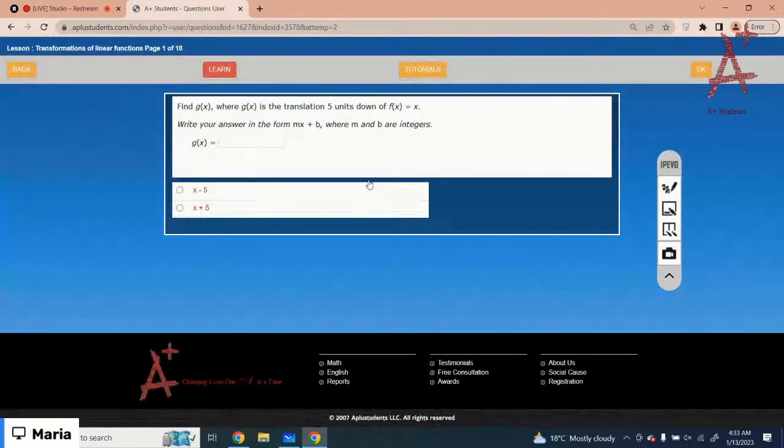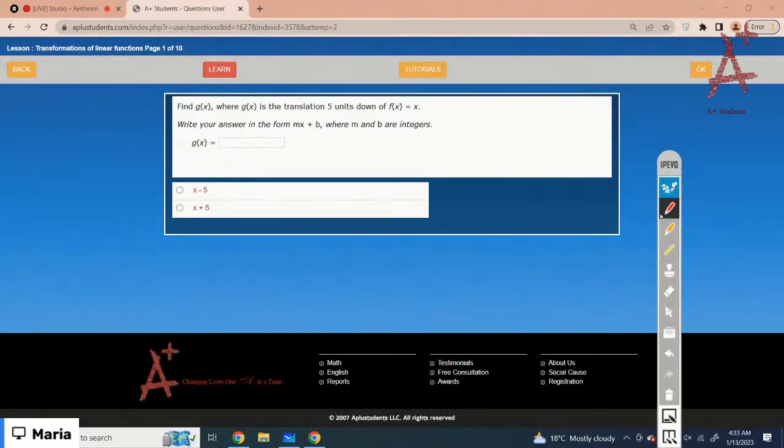Okay, find g of x where g of x is the translation 5 units down. So you have to translate the function 5 units down. Got it? So for 5 units down, you have to do f of x minus k, from the table we just did. f of x is x and k is 5, so it would be x minus 5. Got it? So the correct option is x minus 5. Just select the correct option. Option number 1 is the correct one. And then click on the OK button.